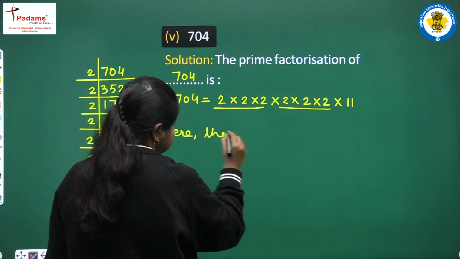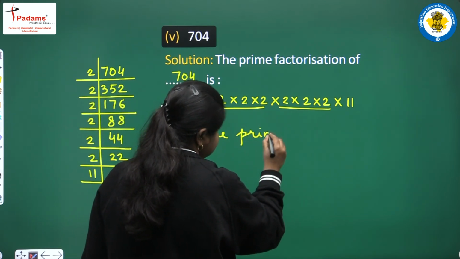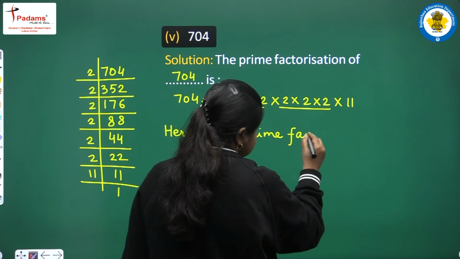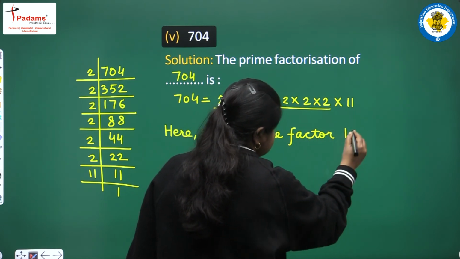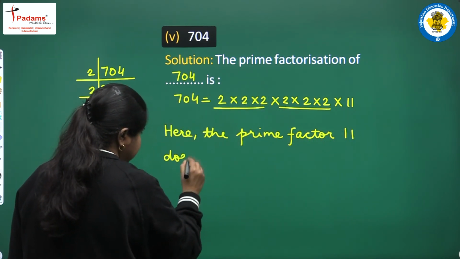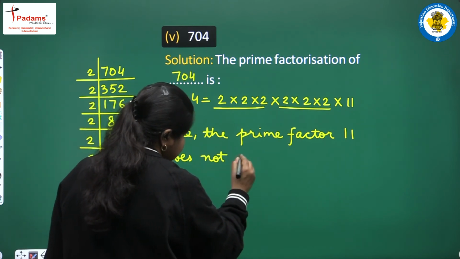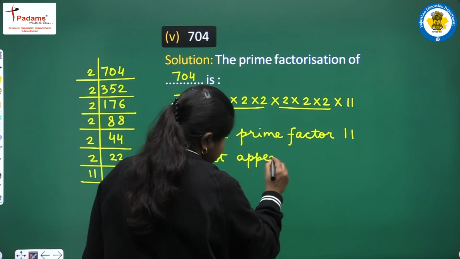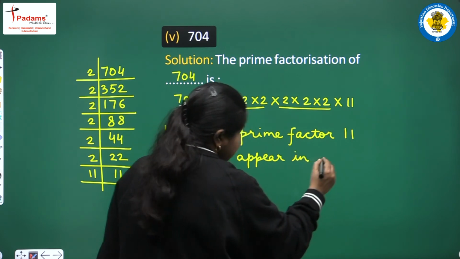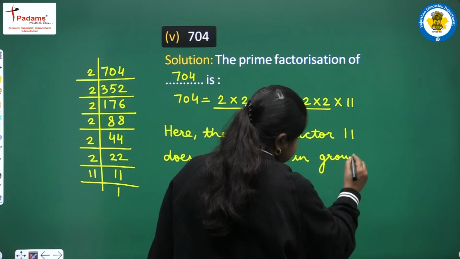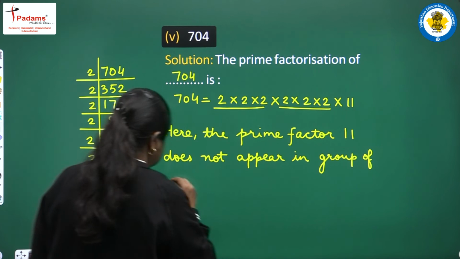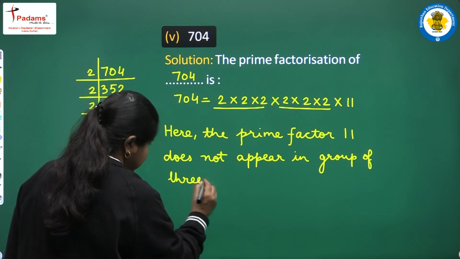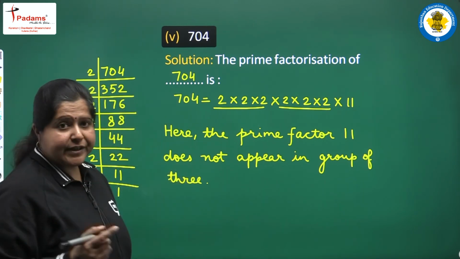Here the prime factor 11 does not appear in a group of 3. Therefore 704 is not a perfect cube.